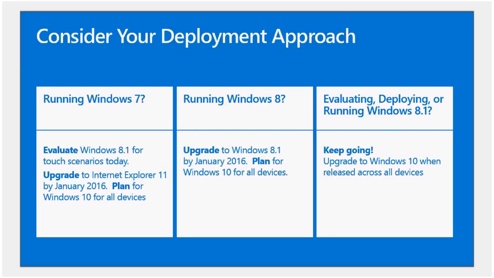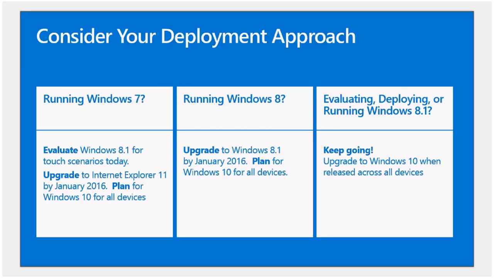So you need to either get to Windows 8.1 or to Windows 10 by January 2016. Now, most organizations aren't quite fast enough to move to a new OS in, say, a 6-month period of time. So for most organizations running Windows 8, they need to be looking at Windows 8.1 now.